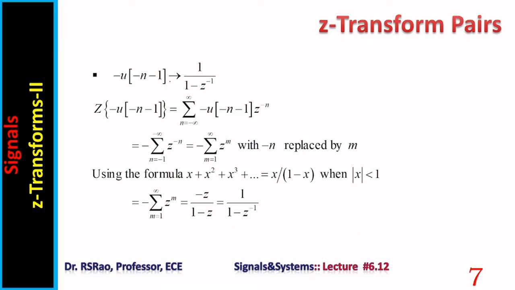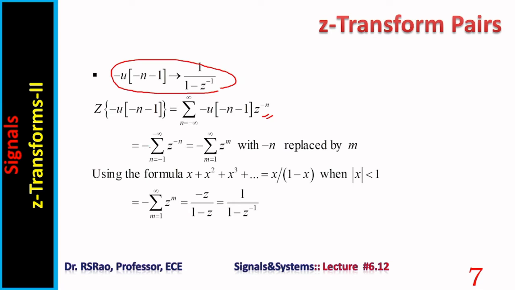Another signal. This is also a step sequence, but here it is a negative step and a shifted step, time shifted step. The Z transform of minus u of minus n minus 1 can be found equal to 1 over 1 minus z power minus 1. To find its validity, apply the defining relation of the Z transform to the given sequence. It is equal to sigma n equal to minus infinity to plus infinity minus u of minus n minus 1 multiplied by z power minus n.